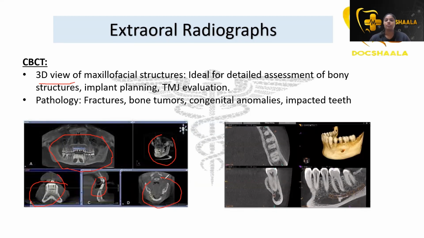So it can be used to assess the bony structures, implant planning, TMJ evaluation. And nowadays we are even using it for root canal treatments to know the exact location of the canal, the exact length of the canal, and exactly how many canals are there. The pathology it can show us includes fractures, bone tumors, congenital anomalies, and impacted teeth.